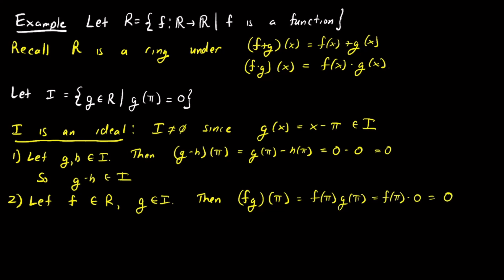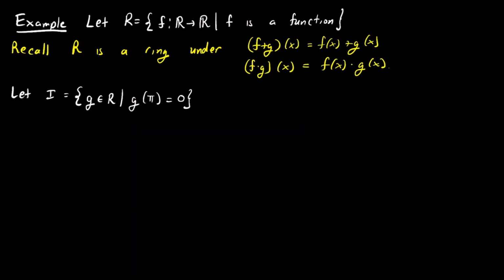And I might notice that this is a commutative ring, so I only need to check one of the absorption conditions. I don't need to check both. So I can say that fg is an element of I, right? So I've proved that I is an ideal. Okay, so now let's explore what the cosets of I look like.